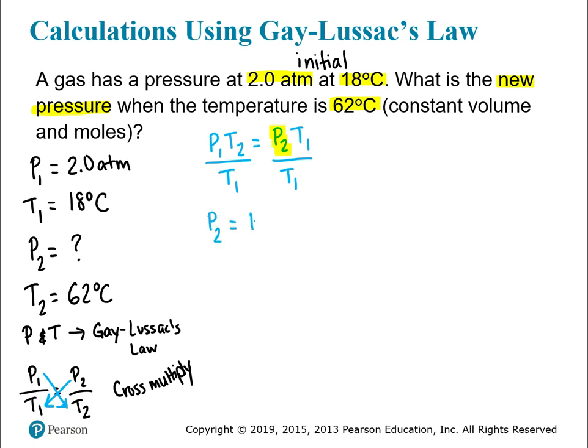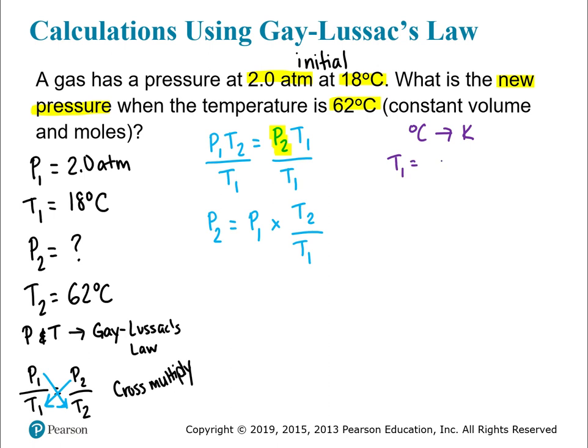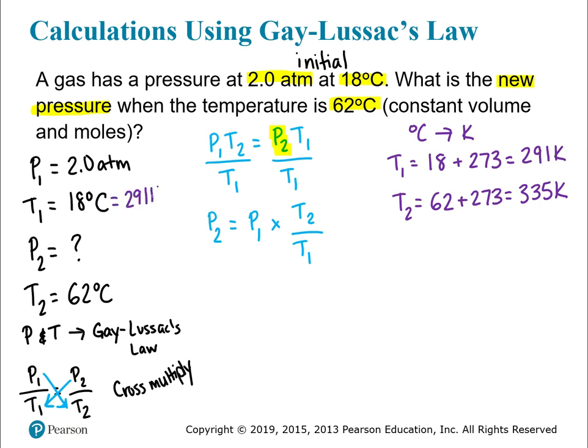P2 is equal to P1 times the ratio of T2 over T1. We know our equation. We have most of our variables, but we need to convert the temperatures to Kelvin first. We'll do that in purple. T1, we've got to take our 18 degrees Celsius and add 273. That gives us 291 Kelvin. T2, we're taking 62 and adding 273. And that gives us 335 Kelvin. These are the numbers that we will use in our equation.